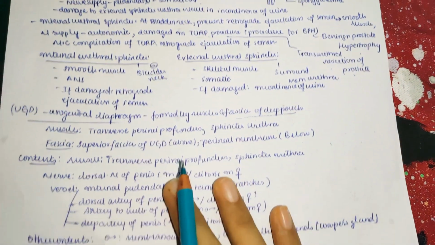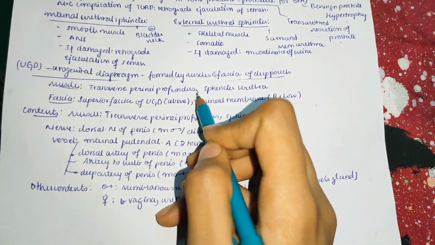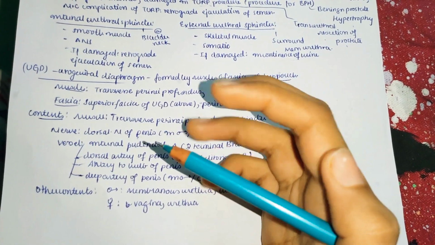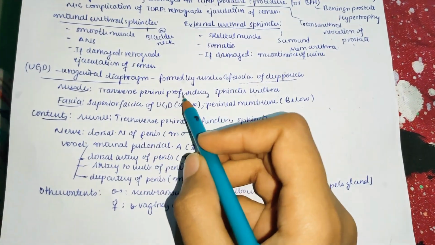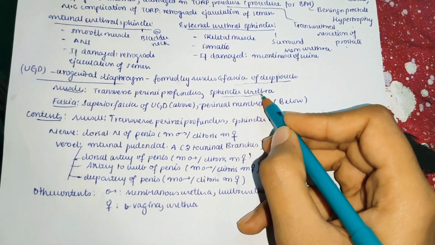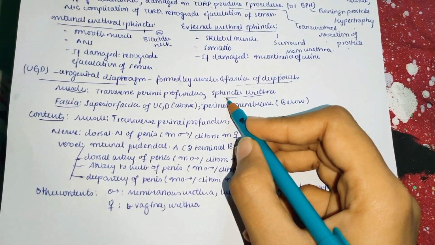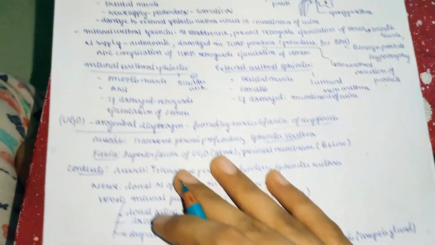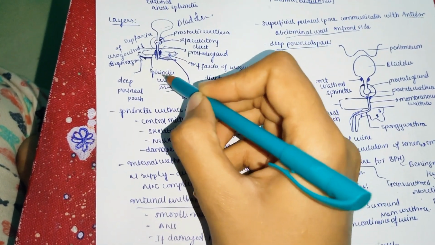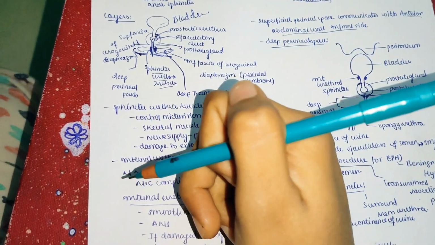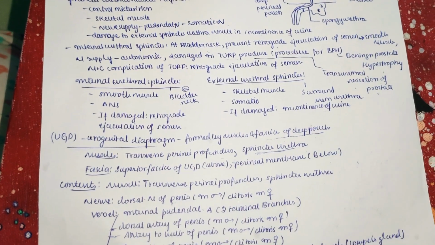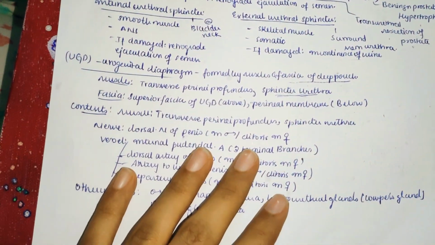The muscles involved here are the transverse perineal profundus. If you remember, the transverse perineal superficialis is present in the superficial perineal pouch. As this is profundus, it is present in the deep perineal pouch. And the sphincter urethrae is also present in the deep perineal pouch. So what is the sphincter urethrae? We have discussed already. It is nothing but our external sphincter, which is around the membranous urethra. So it is in the deep pouch.